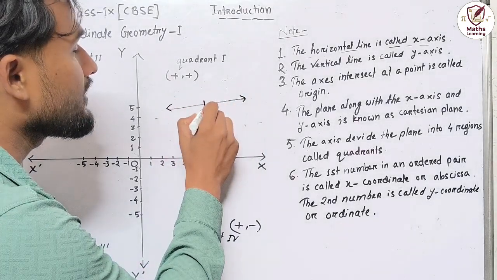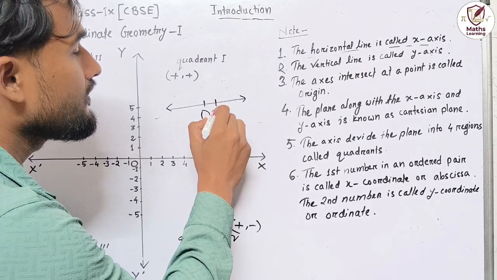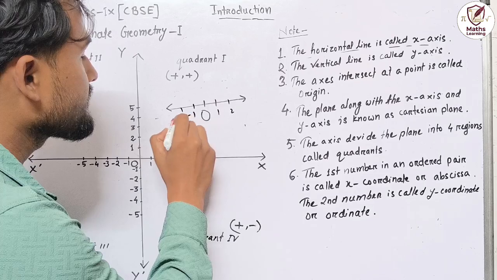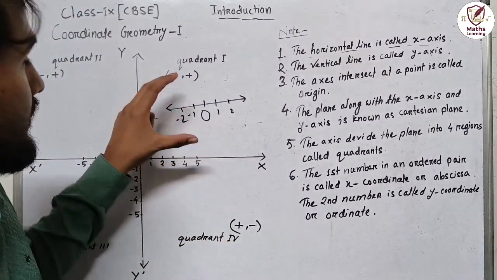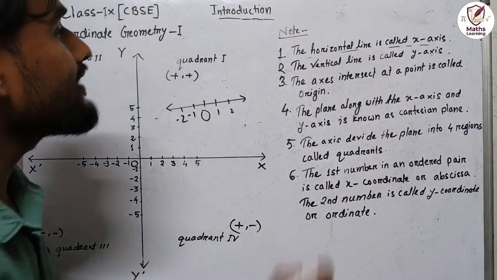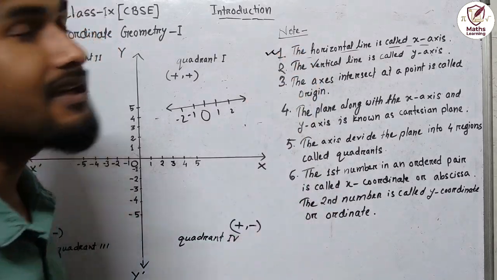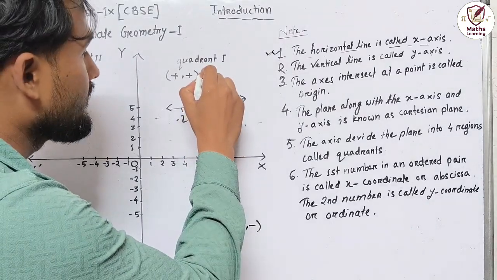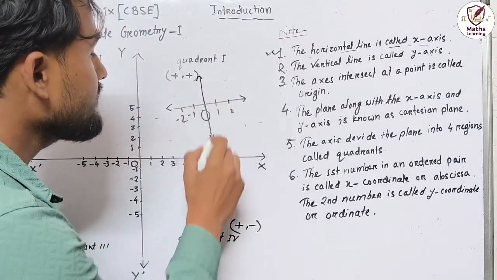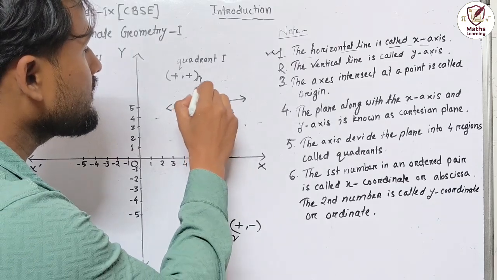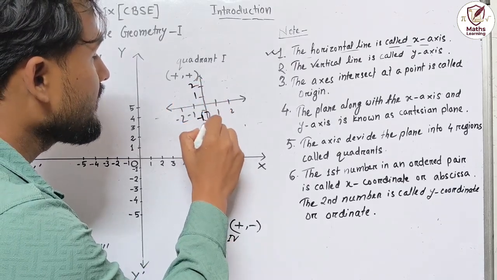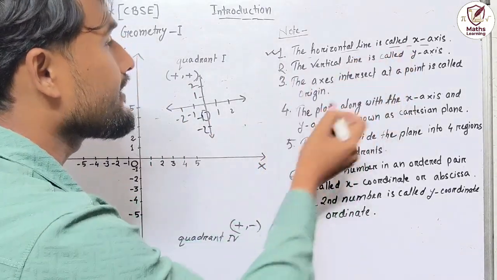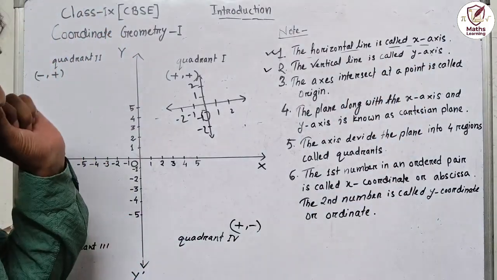Suppose this is a horizontal number line. Suppose it's the origin, and the right side will be positive numbers and the left side negative numbers. Now this is a horizontal line, and the horizontal line is called the x-axis. Another line, we say, is vertical through the origin, with a positive direction and a negative direction. It is called the vertical line, and the vertical line is called the y-axis.